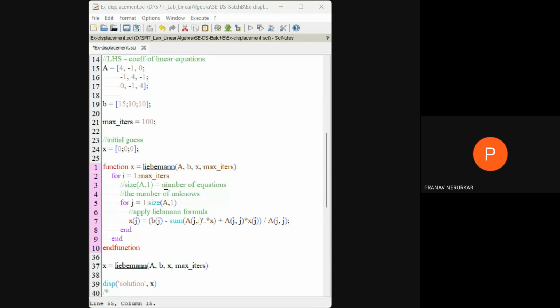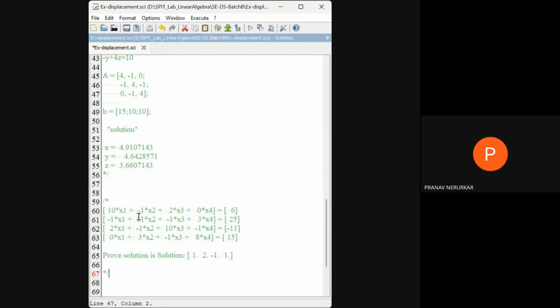To test whether the implementation is correct, you can try this standard question, 10x minus x2 plus 2x. You should get the solution as 1, 2, minus 1 and 1. If you are getting this solution, that means your implementation is correct.